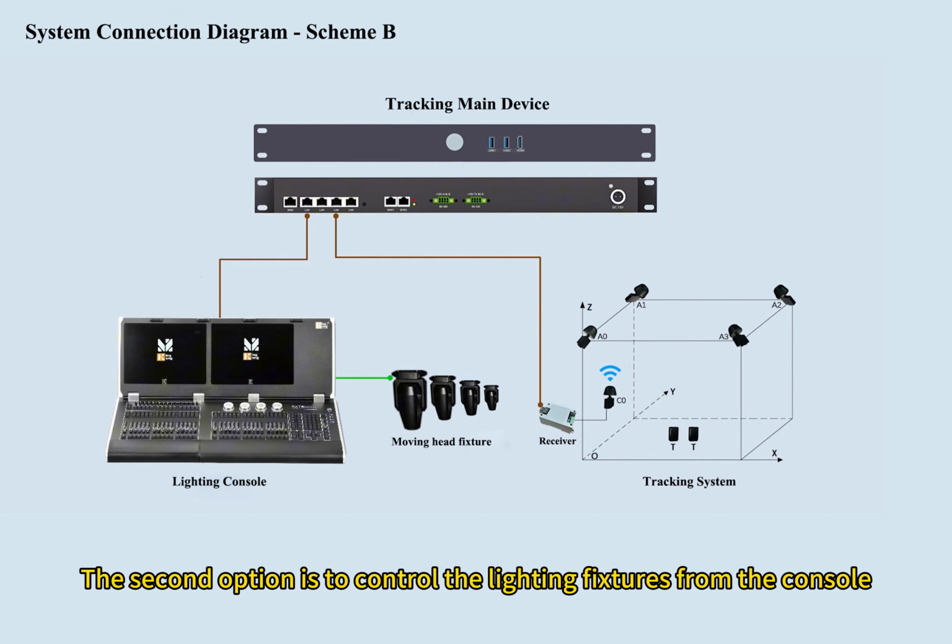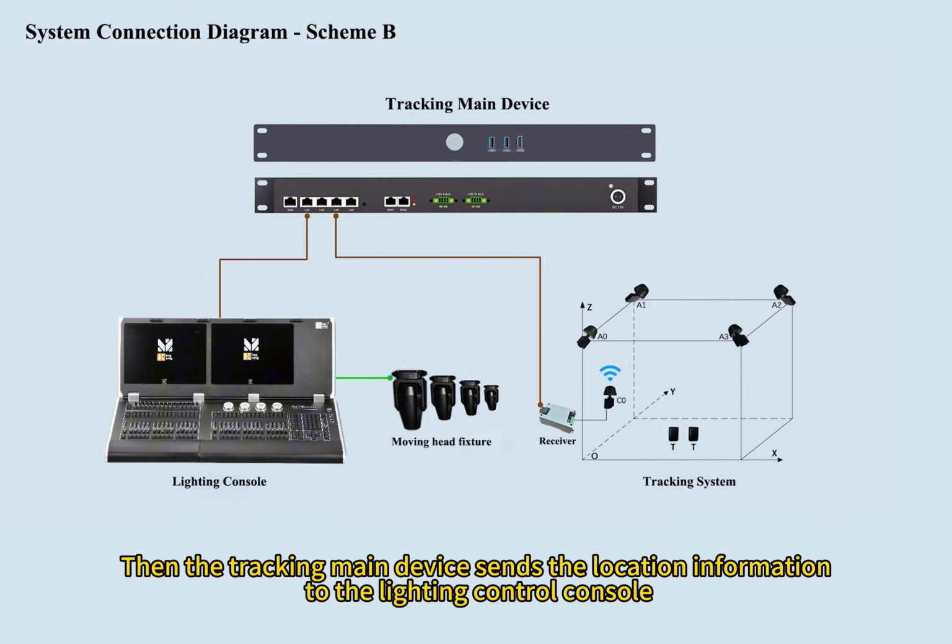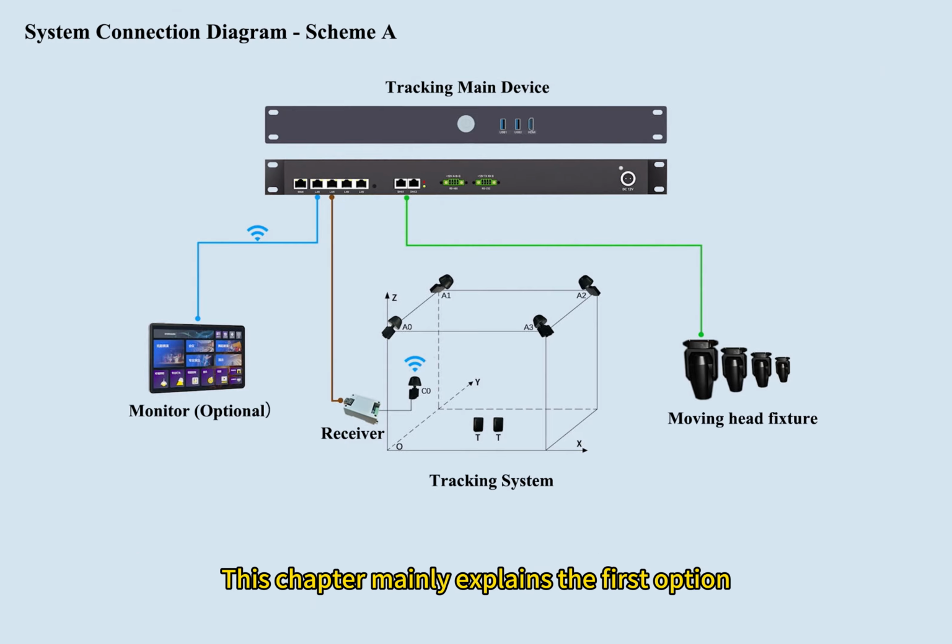The second option is to control the lighting fixtures from a console. Then the tracking main device sends the location information to the lighting control console. This chapter mainly explains the first option.